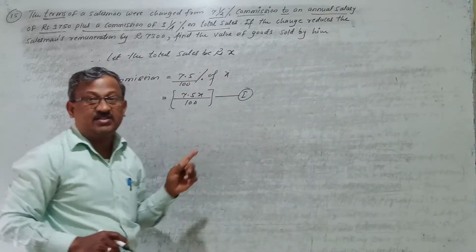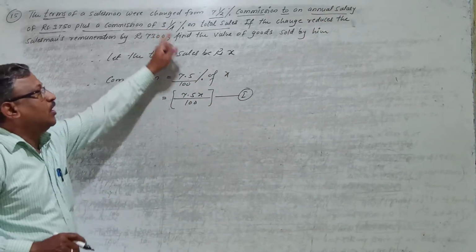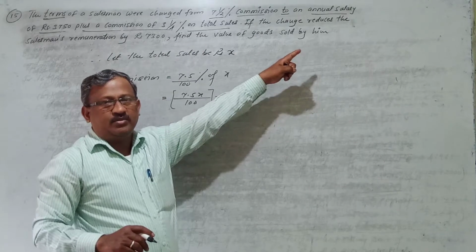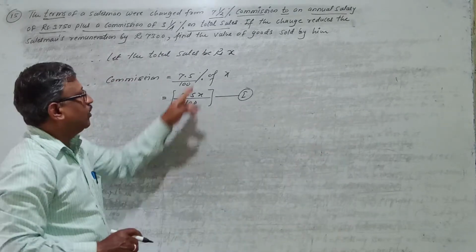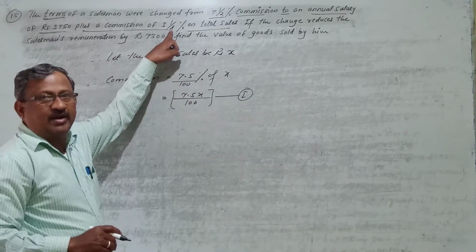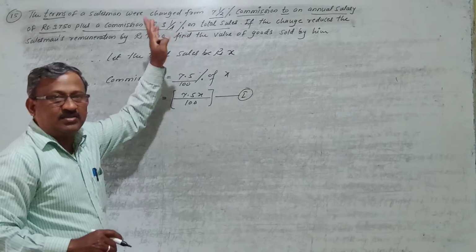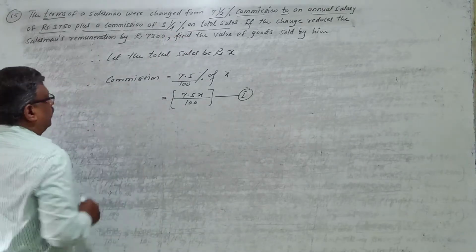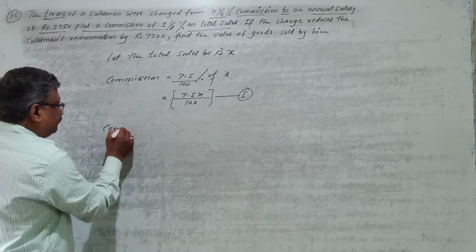Annual salary, yearly salary, as well as commission. Now yearly salary is given ready-made. How much is it? 3,750 rupees. Only you have to find out the commission at the rate of 3 and 1/4% on sales. So now you calculate first the commission.